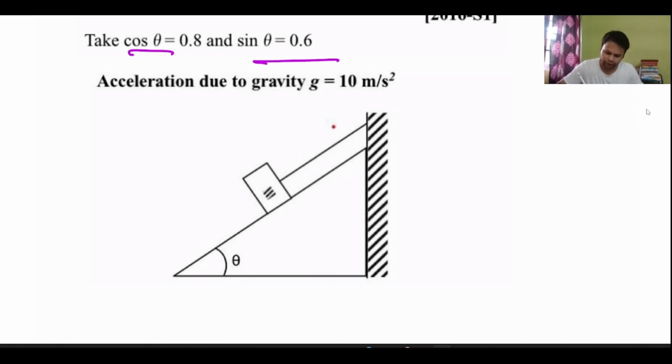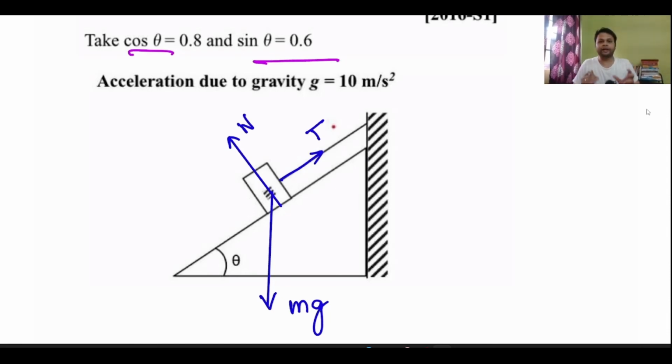Okay. So what are the different forces? Let me try to figure it out. So there is a mass. So weight mg. There will be a normal reaction N. There will be a tension force T. And definitely, what is the tendency of the block to move? In the downward direction, right? So the frictional force, Fs, static friction, will be in the upward direction.